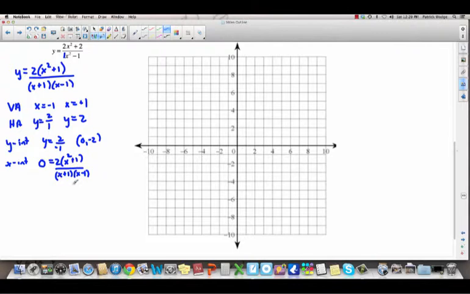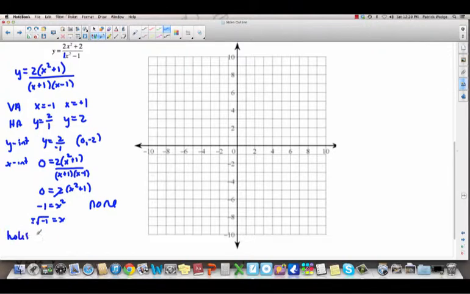Okay, when it's equal to 0, we can ignore the denominator. So you get 0 equals 2 times (x squared plus 1). You can also ignore that 2 because you could divide both sides by 2. So you're left with x squared plus 1 equals 0. Move the 1 over. You get negative 1 equals x squared. Take the square root, plus or minus square root of negative 1 equals x. Is that possible? No, you can't take the square root of a negative number. In other words, there's no x-intercept.